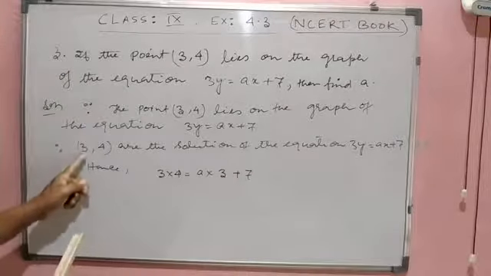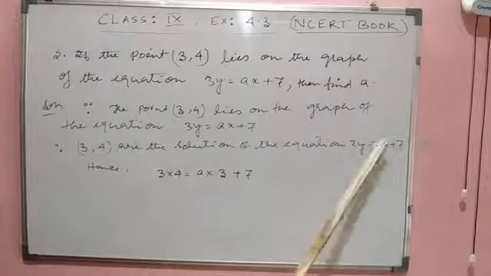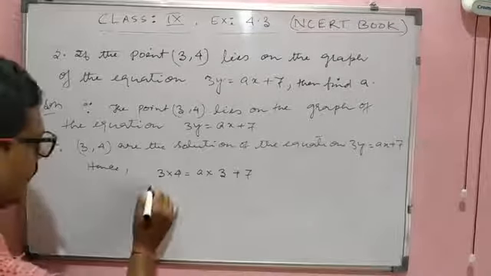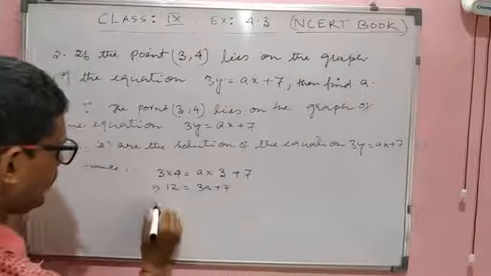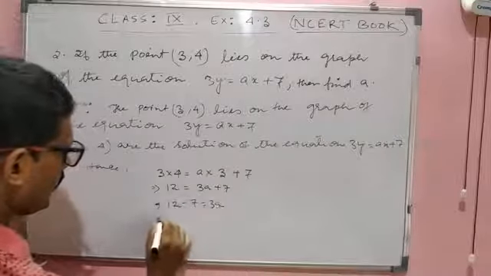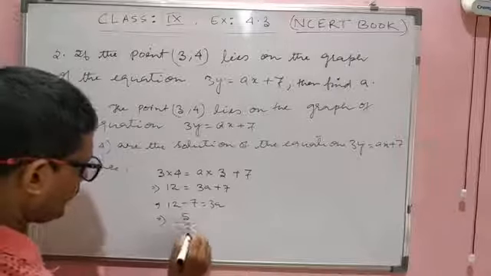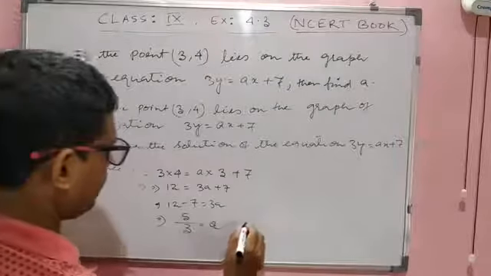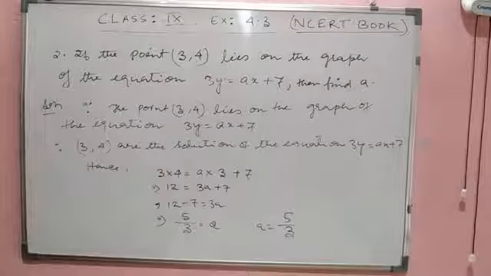That means the value of x is 3, value of y is 4. So we are writing 3 into 4, a into x means 3a, plus 7. So this can be written as 12 = 3a + 7. This is 12 minus 7 equal to 3a, and this implies 12 minus 7 is 5, and this 3 is transferred, so therefore a = 5/3. So you can say that a = 5/3. This is the value of a.